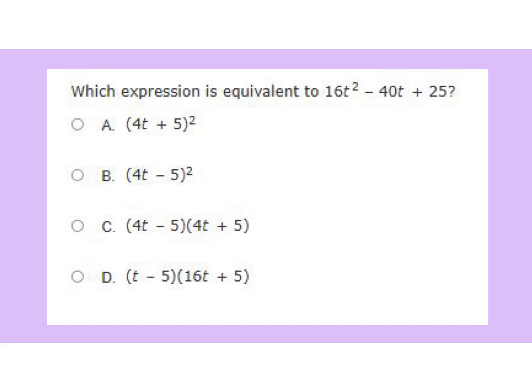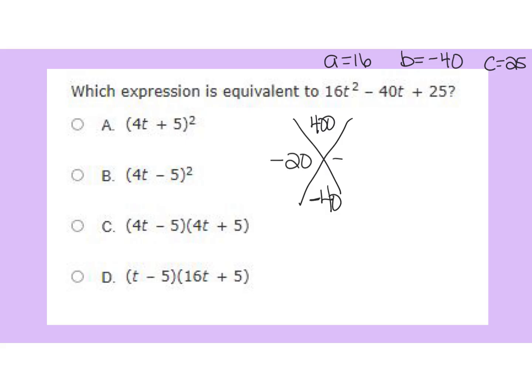And here is my next one. Once again, I'm going to do my a value, 16. My b value is -40. C value is 25. I'm going to play Miss Gray's Xbox. So up in the top, it's a times c, which gives me 400. My b value is -40. So I need two numbers that will multiply to give me +400, but will add together to give me -40. So this is a -20, -20. Now my a value is not 1, so I cannot split that 16t squared.